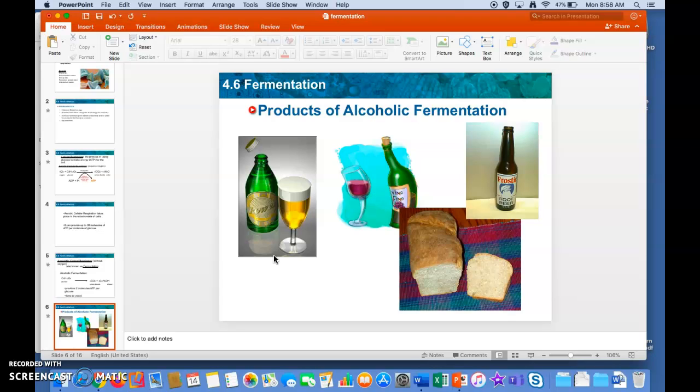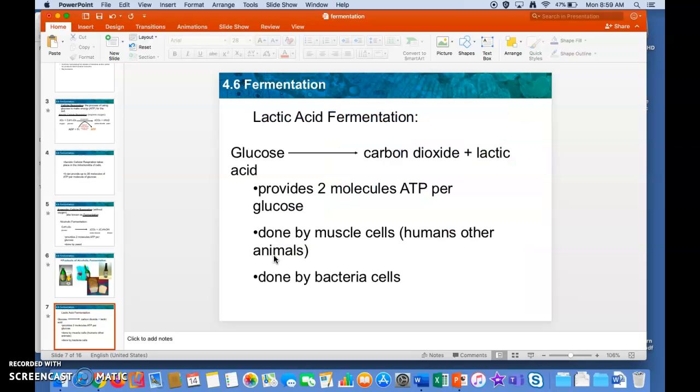And another product is alcohol. But why doesn't bread have alcohol in it then, right? Well, most of that alcohol is burned off when it's baked, and through the process of baking, the alcohol doesn't stick around. All right, now another important type of anaerobic, no oxygen respiration is something called lactic acid fermentation.